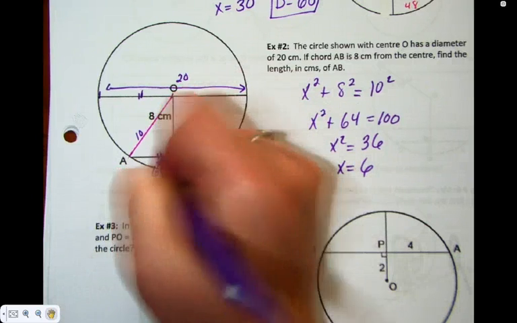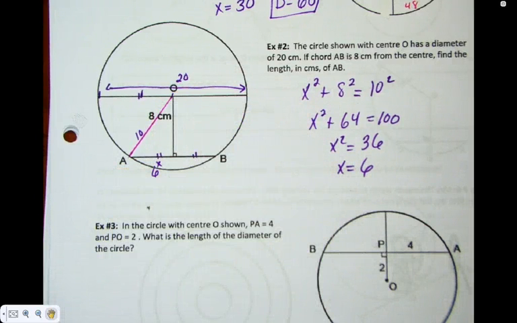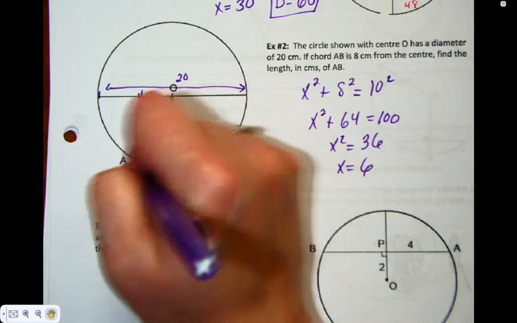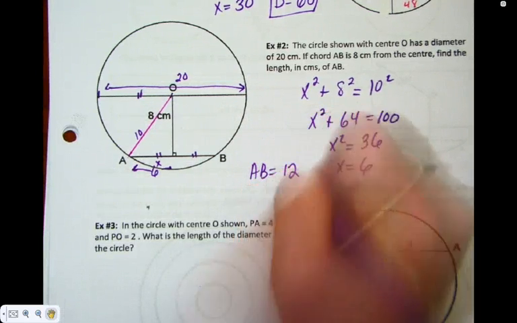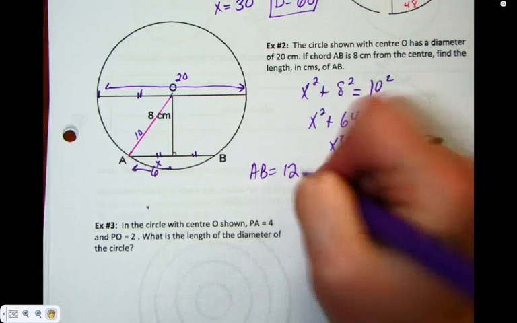Okay, so 6. What did we find? Is that what we're looking for? No, you're all right. That's just the halfway point. So what's the length of AB? Has to be 12. Give me some units. Centimeters.